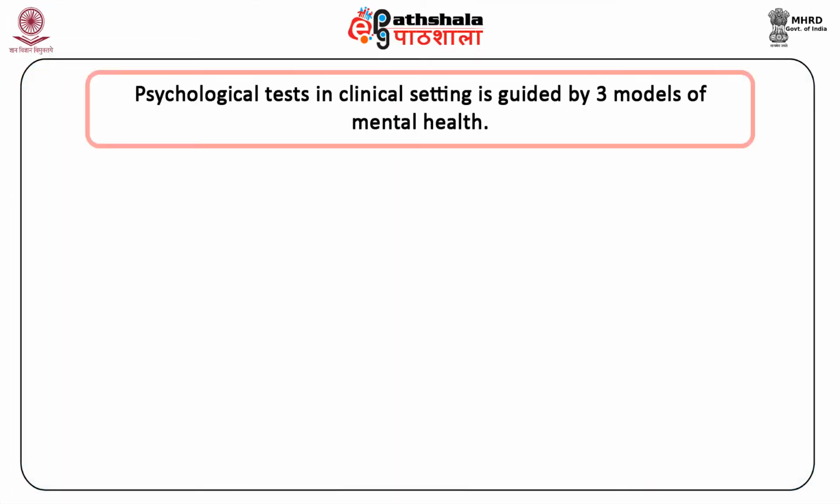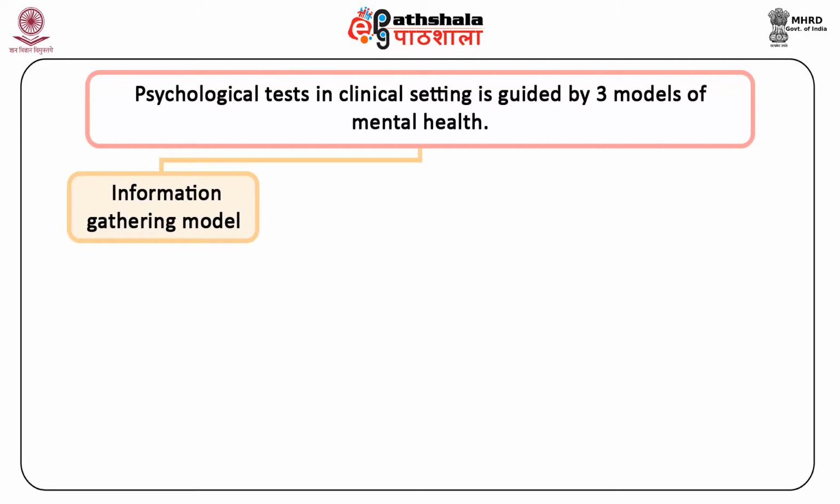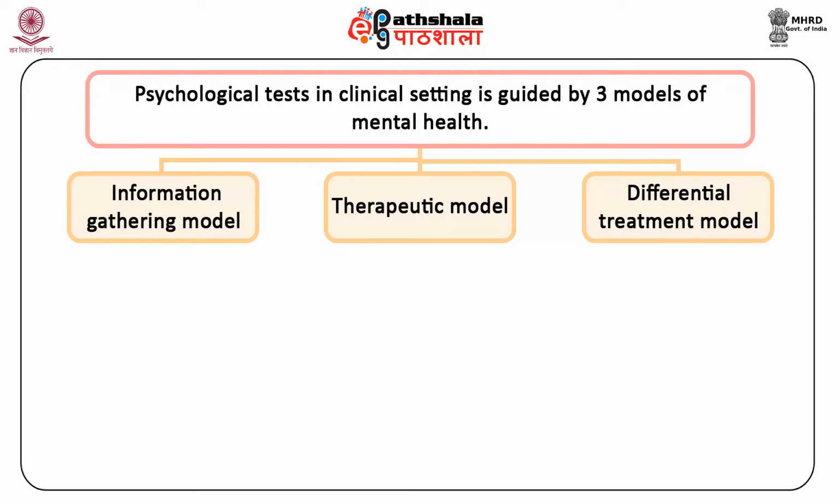In this module, we will understand the use of clinical assessment, the tests used for clinical assessment, and focus on tests like Psychiatric Evaluation Form, Thorndike dimensions of temperament, and Goodenough-Harris Draw-a-Person test, to name a few. The use of psychological tests in clinical setting is guided by three models of mental health: the information gathering model, the therapeutic model, and the differential treatment model.